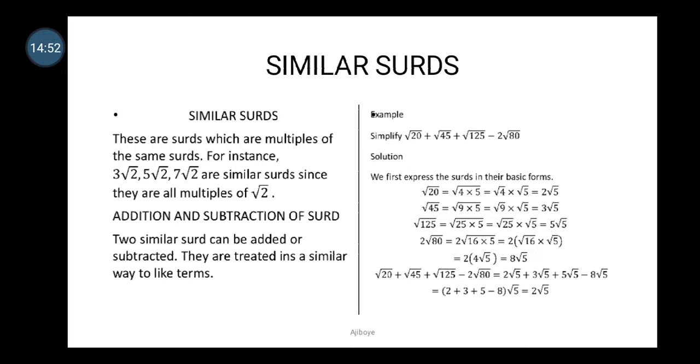If I bring out the root 5, then I will have 2 plus 3 plus 5 minus 8, all root 5. So 2 plus 3 is 5, plus 5 is 10, minus 8 is 2. So my final answer is 2 root 5. So when root 20 plus root 45 plus root 125 minus 2 root 80 is simplified, it gives us 2 root 5.